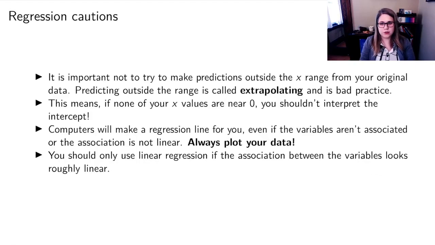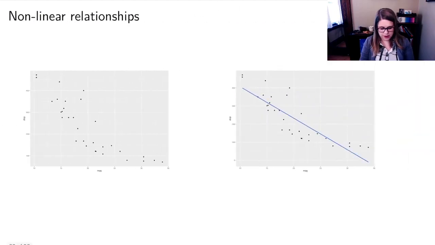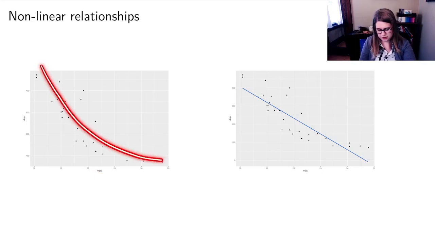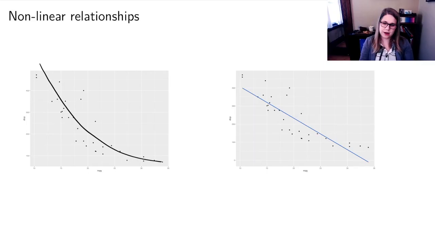And then you should only use linear regression if the association between the variables looks roughly linear. If you had something that looked like a nonlinear relationship, so this is a relationship between the displacement, like the sort of size of an engine, and the mileage that car gets, and it looks a little bit less than linear. I think that the better fit for this data set would be kind of a curve. And so we should not be fitting a straight line, because that is not a good fit for the data. If you see data where it seems like a curved line would fit better than a straight one, you should not be using linear regression.